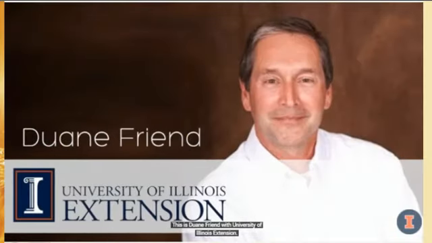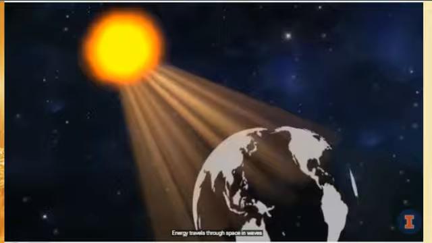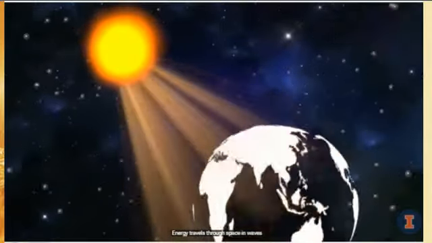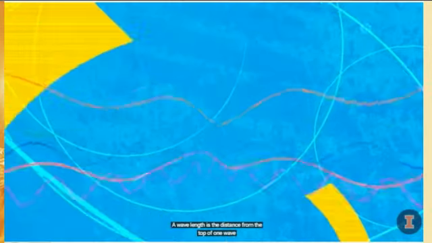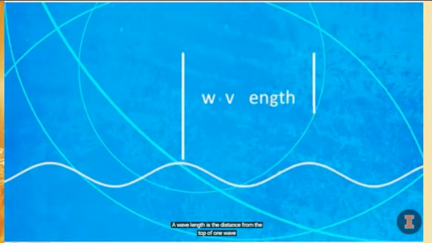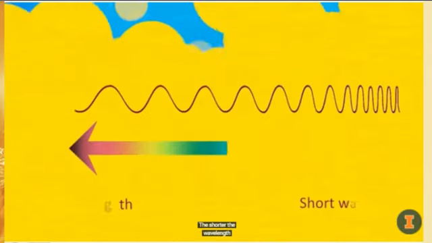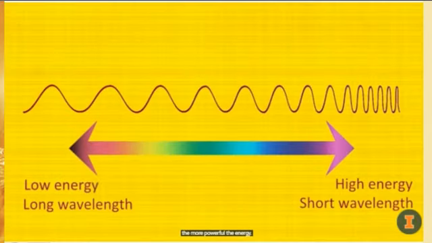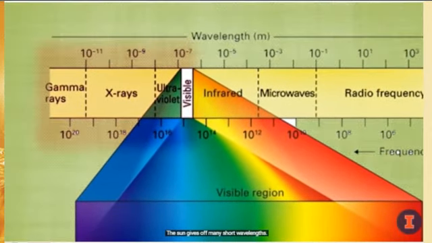Friend with University of Illinois Extension. The sun generates tremendous amounts of energy. Energy travels through space in waves. These waves come in many different wavelengths. A wavelength is the distance from the top of one wave to the top of the next. The shorter the wavelength, the more powerful the energy. The sun gives off many short wavelengths.